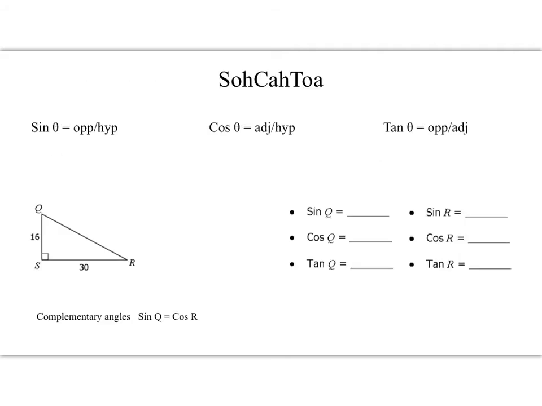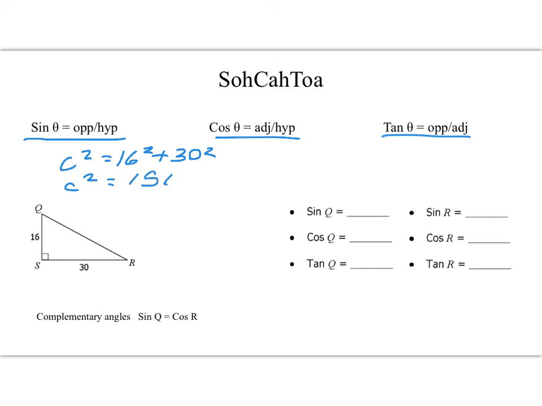Okay. SOHCAHTOA: sine, opposite over hypotenuse; cosine, adjacent over hypotenuse; and tangent, opposite over adjacent. So here what we need to do is find that other side. Since it's a right triangle, we're going to say this is c. So c squared is equal to 16 squared plus 30 squared. So c squared is equal to 1156, square root both sides, and you end up that c is equal to 34.